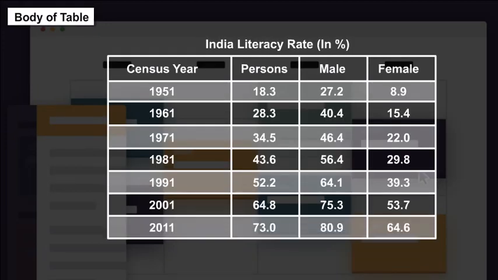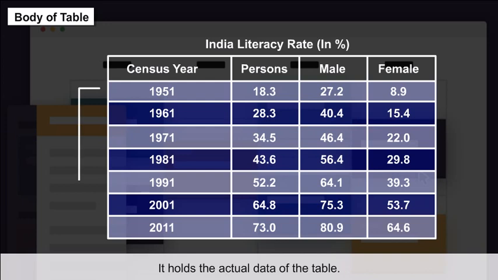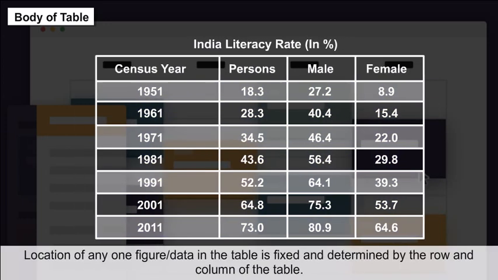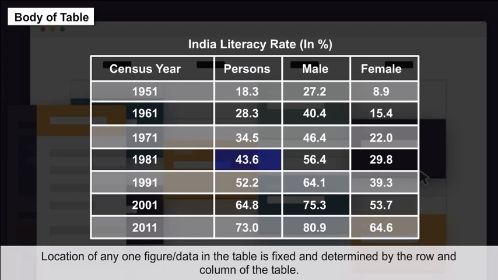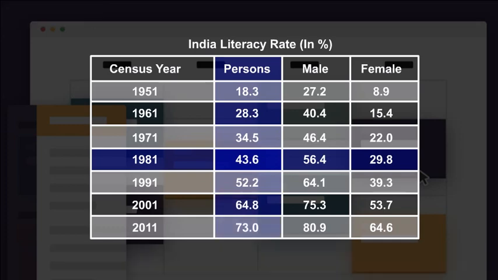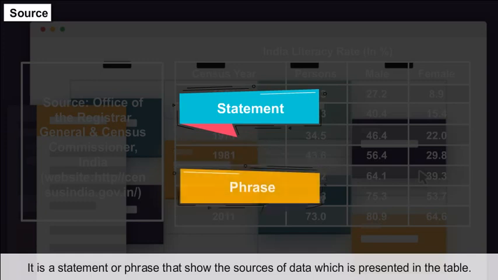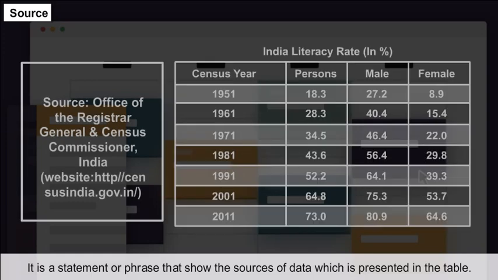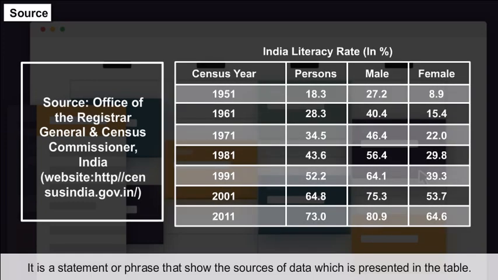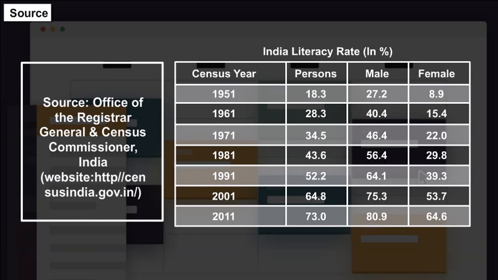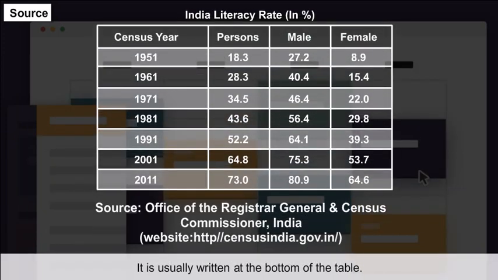Body of table. It holds the actual data of the table. Location of any one figure or data in the table is fixed and determined by the row and column of the table. Source. It is a statement or phrase that shows the sources of data which is presented in the table. It is usually written at the bottom of the table.